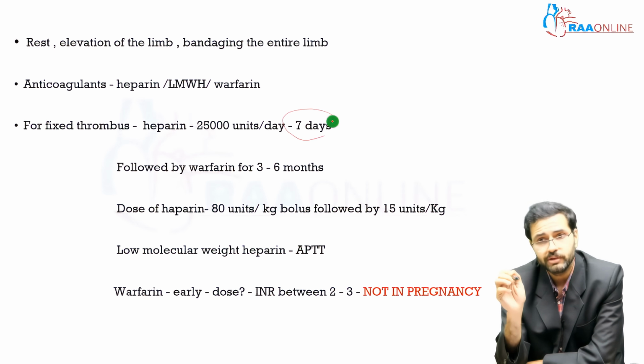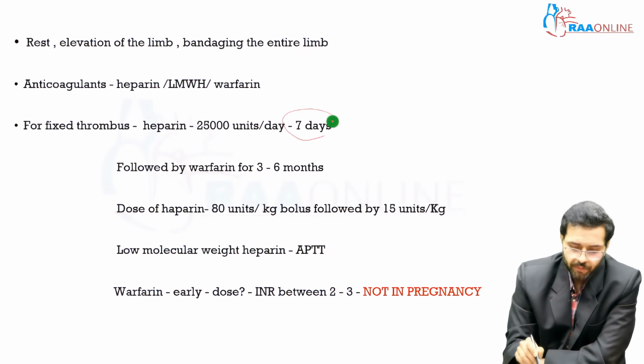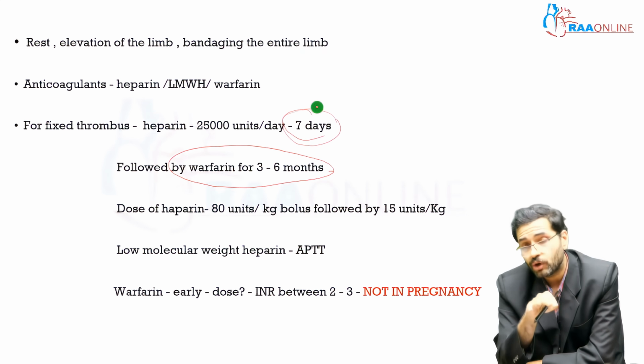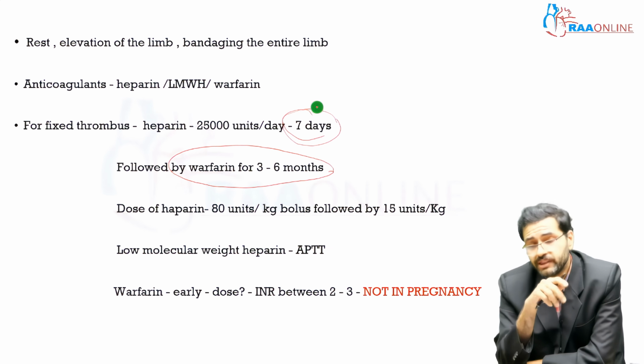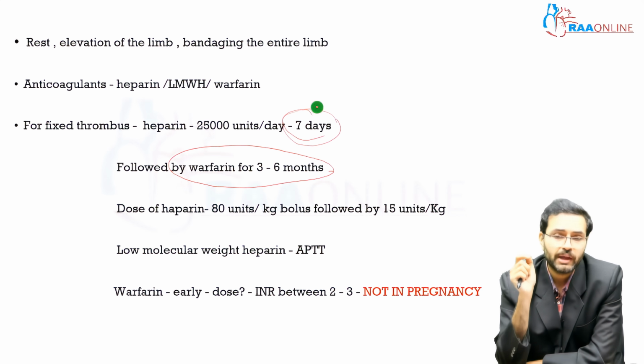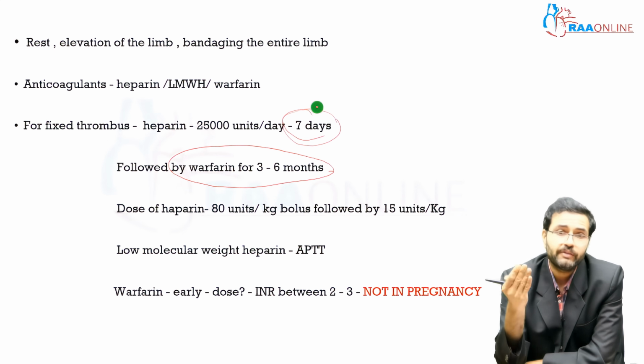The dose of heparin which is administered generally is around 80 international units per kilogram body weight bolus, followed by 15 units per kilogram body weight every day. Now, warfarin ideally has to be started simultaneously with the starting of heparin, and the patient should be discharged on warfarin. When the patient is being provided heparin during the initial period, the monitoring of the APTT should be done.